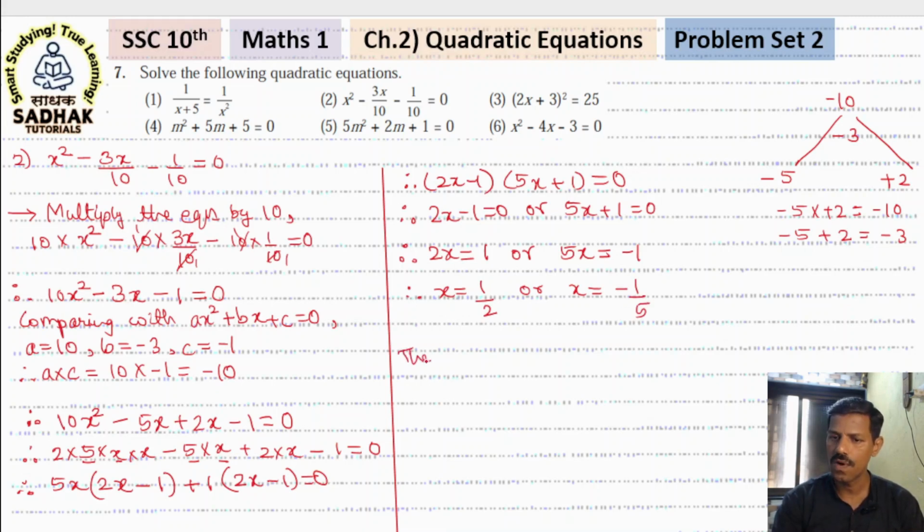Therefore 1 upon 2 and minus 1 upon 5 are the roots of the given quadratic equation. That is our answer.